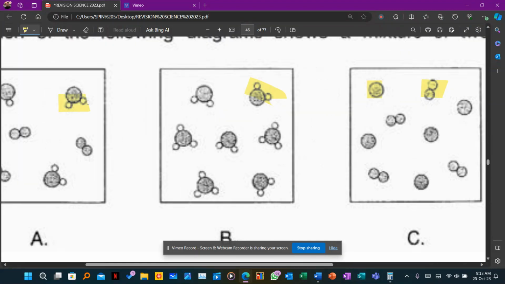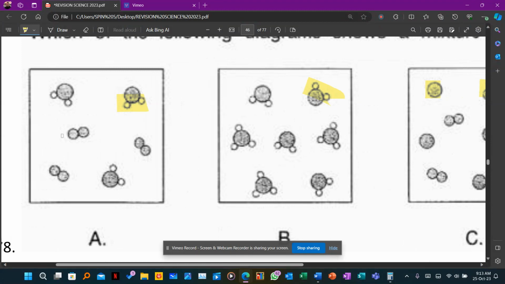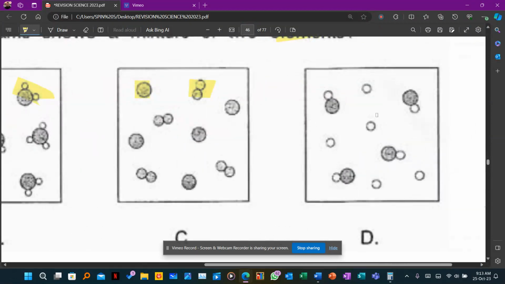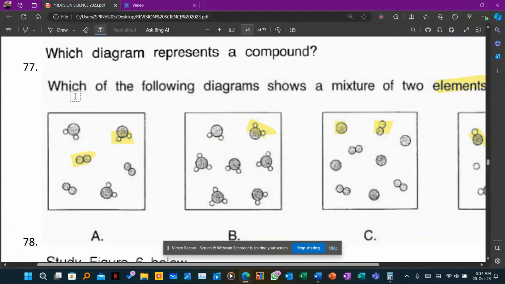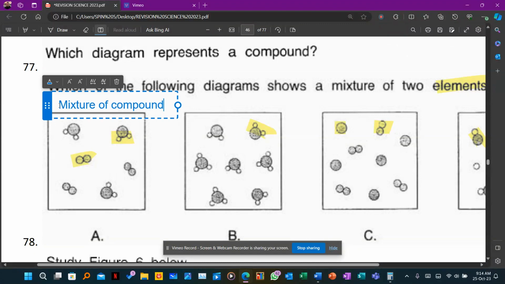This is combined together, it's a compound, and this one is element, which means this thing is a mixture of a compound and element. And the one at the end, you have one combined together, one element as well. So that one is a mixture as well. So this one is, I'll just write it down, mixture of compound and element for the first part.